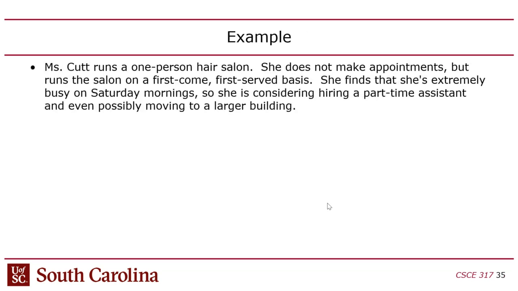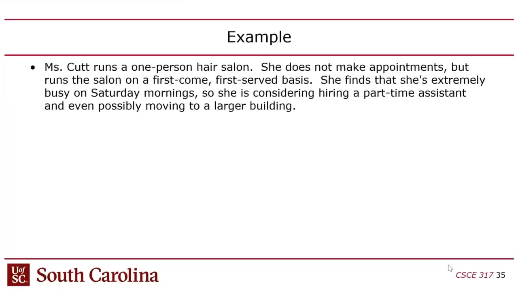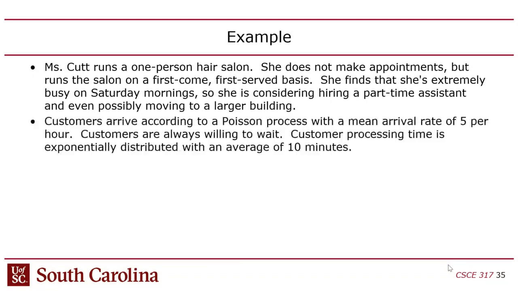Okay, and so here's an example. I didn't get to this last time, so I'm going to go through it now. Miss Cut runs a one-person hair salon. She does not make appointments, but runs the salon on a first-come, first-served basis. She finds that she's extremely busy on Saturday mornings, so she's considering hiring a part-time assistant and even possibly moving to a larger building. Customers arrive according to a Poisson process with a mean arrival rate of 5 per hour.